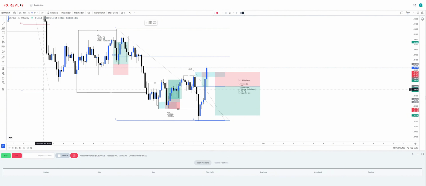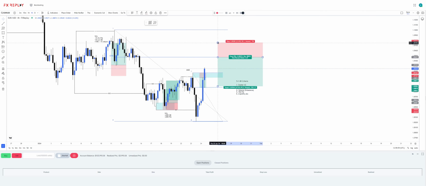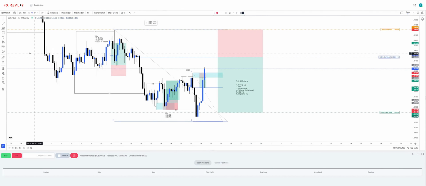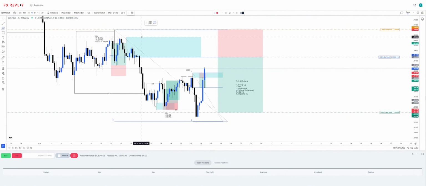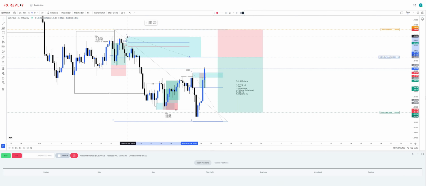setup in this scenario. Okay, so what we can do here now is set up our fib and our extreme 702 on the swing setup. And our refined order block is actually this entire zone here, but we need to see, is this mitigated at the 50%? Let's just enable the 50 on our fib. 50, I think that is mitigated.